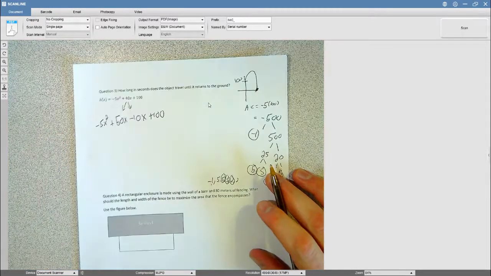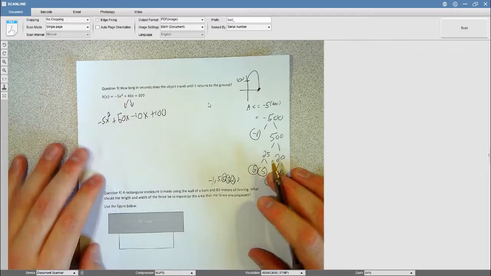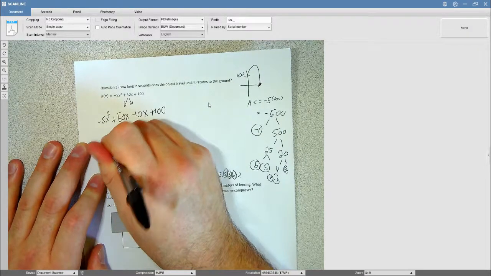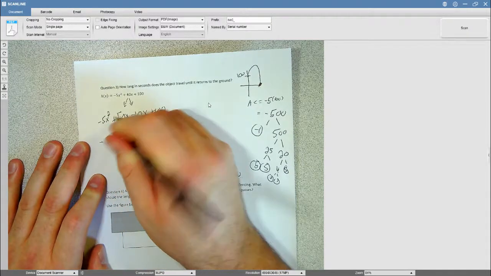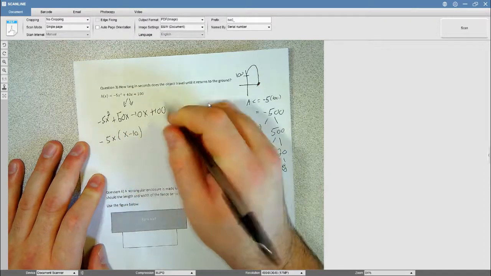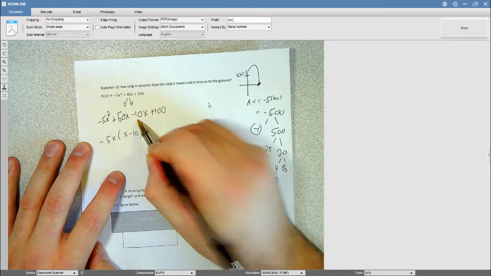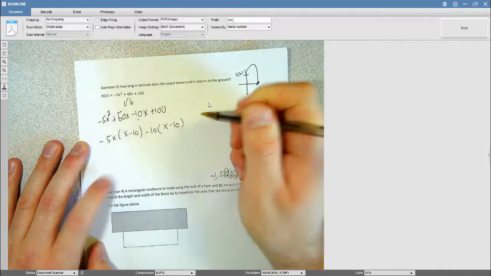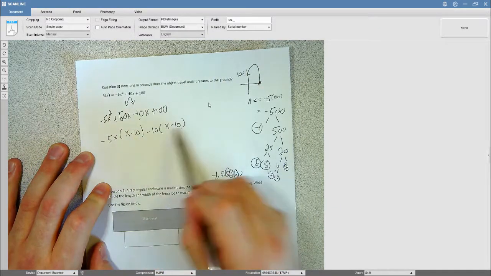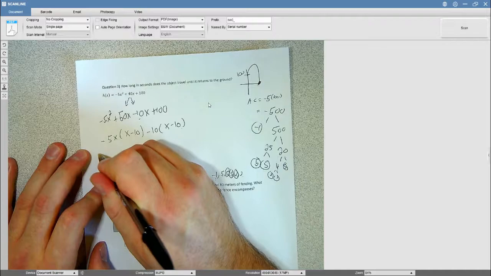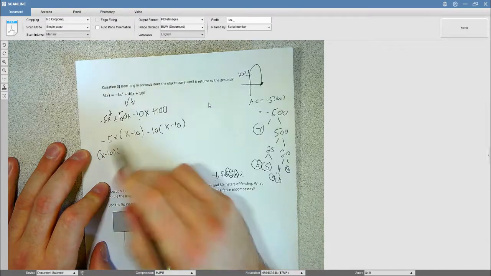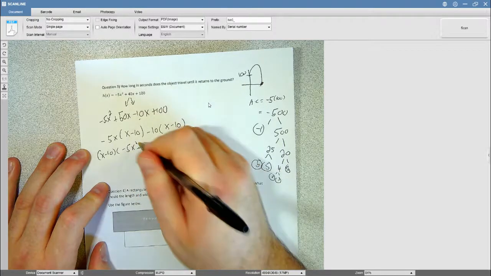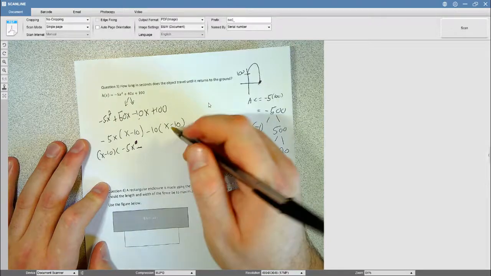Okay, so what we want to do from here is we want to factor these terms. So what can we factor out of negative 5x squared and 50x? How about negative 5x? Then we get x minus 10. And what can we factor out of negative 10x plus 100? Let's factor out a negative 10. So we get x minus 10. And then you see how we can factor x minus 10 out from both of these terms. So x minus 10, and what's left on the inside is minus 5x minus 10.